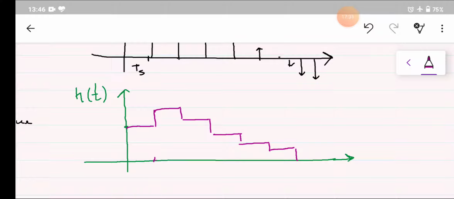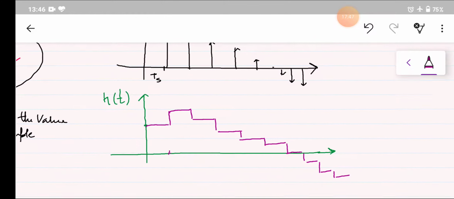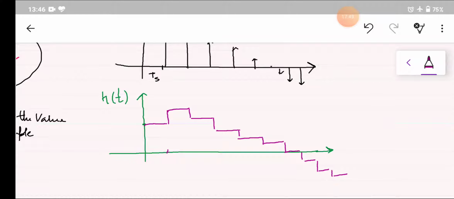Then it goes to 0, then it will be like this, so the signal will hold this value, then it will go up, the signal will hold this value, and then finally this value. So like this the zero order hold works. So it holds the value for the time period TS.